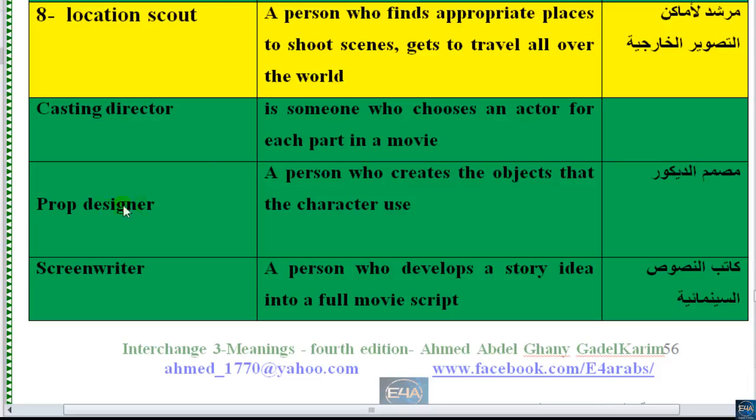Prop designer. American, we can make O as a sound. Prop. Prop designer. A person who creates the objects that the character use. Again, prop designer. A person who creates the objects that the character use.